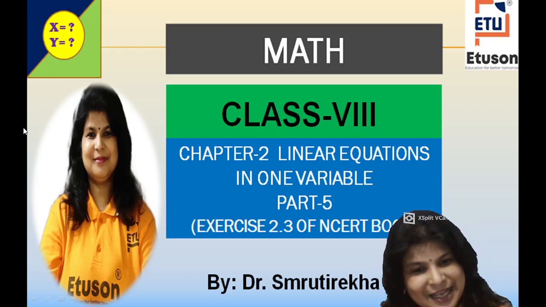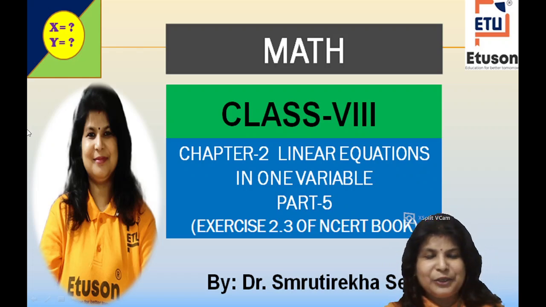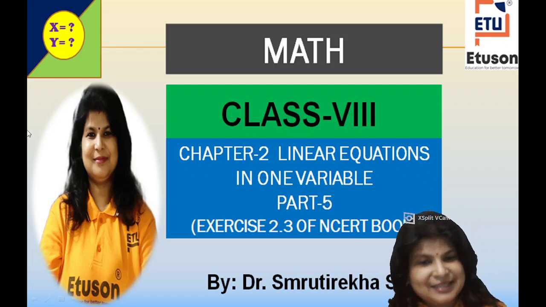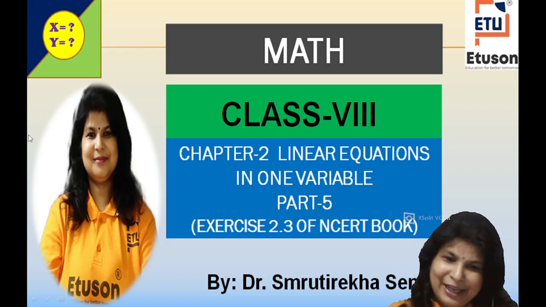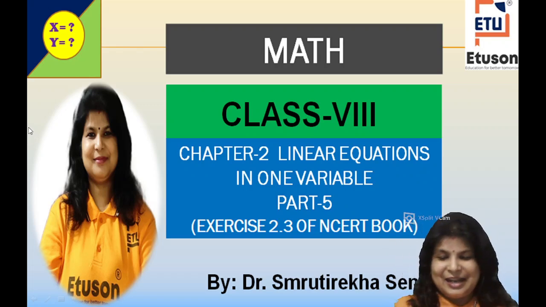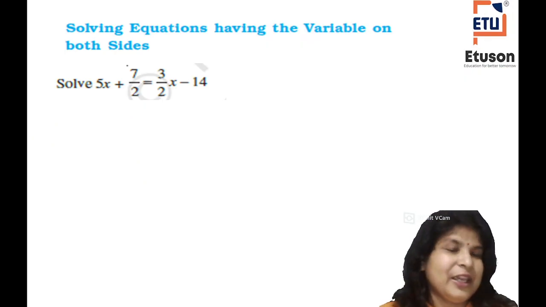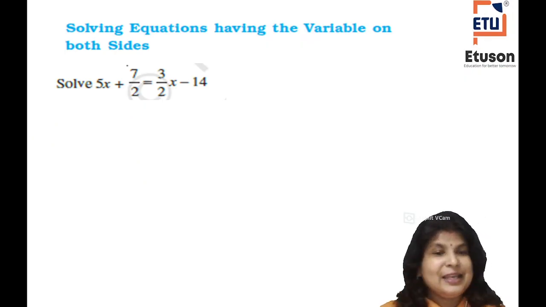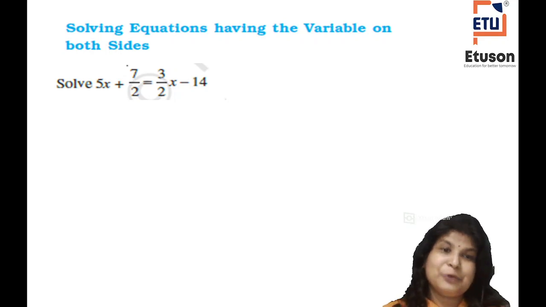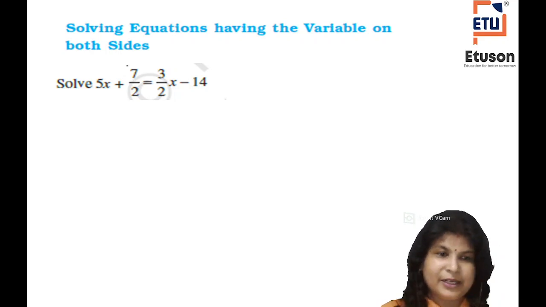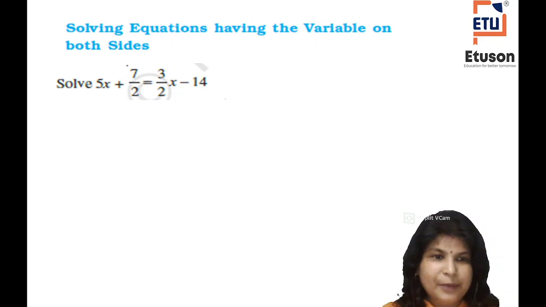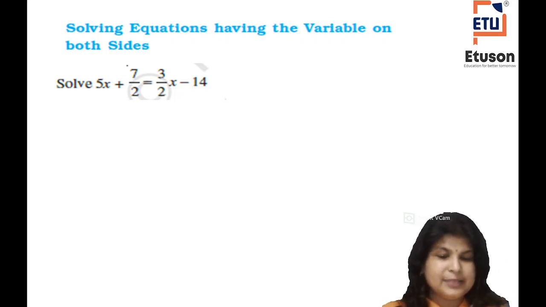Shall we start today's class then? So today we are going to solve exercise 2.3 of the NCERT book. Children, are all of you ready with pen and paper? Let us start. Before going to the exercise, let us solve one or two problems so that you will be comfortable solving problems from the exercise. So, what is your first problem? Solve 5x plus 7 by 2 is equal to 3 by 2x minus 14.